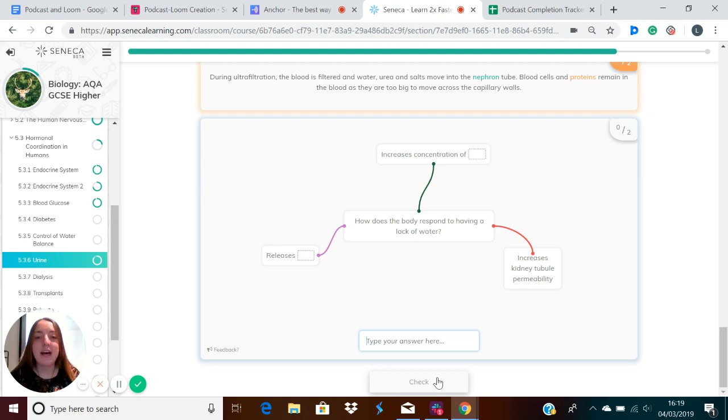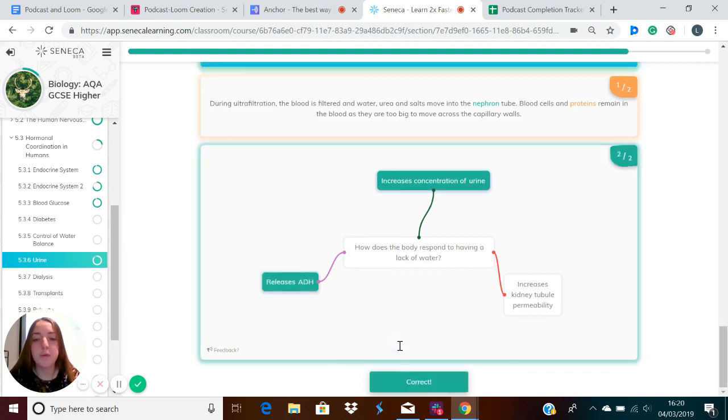To recap all of that, how does the body respond to having a lack of water? It will increase the concentration of urea in urine. It will increase the kidney tubule permeability and ADH will be released.